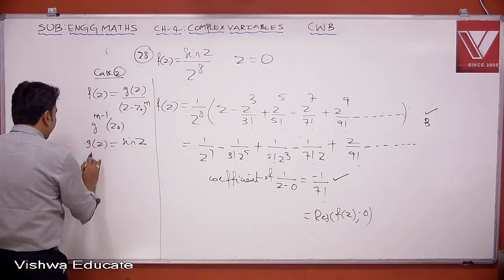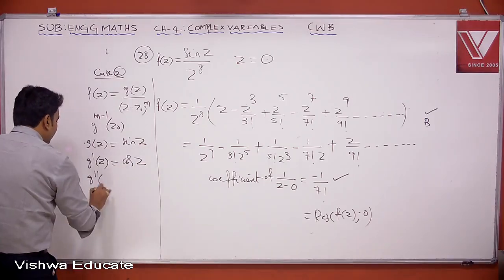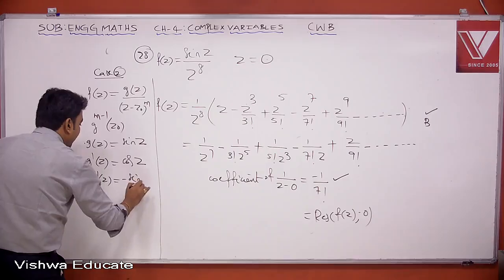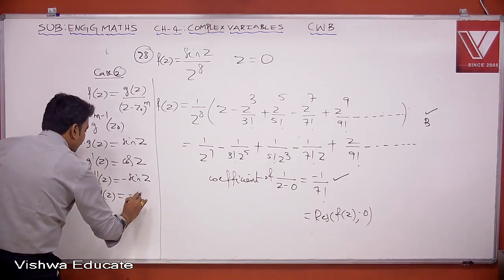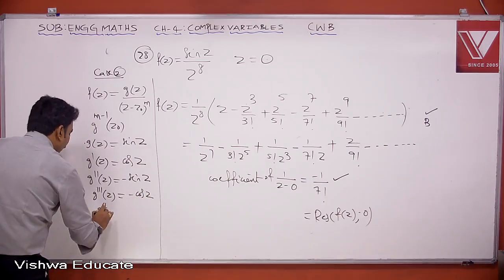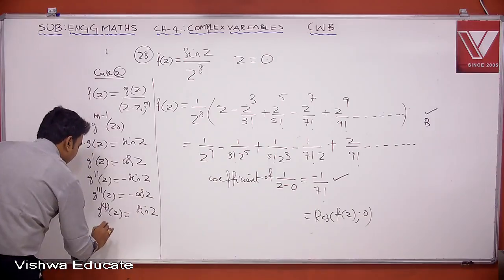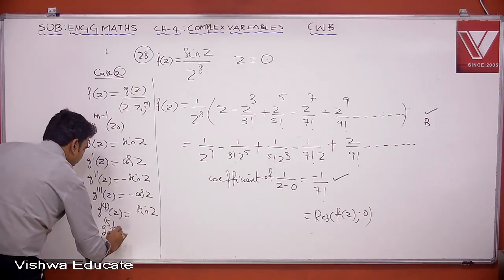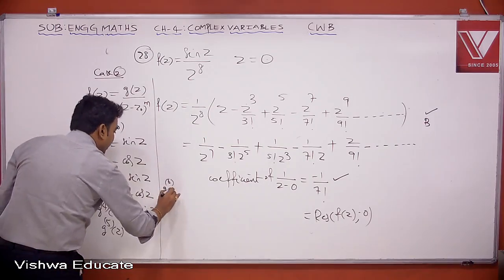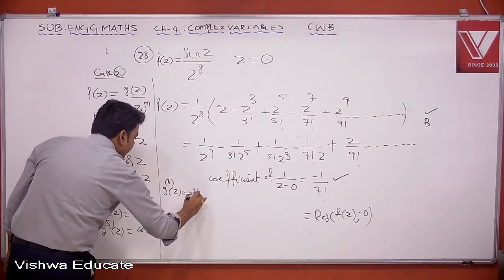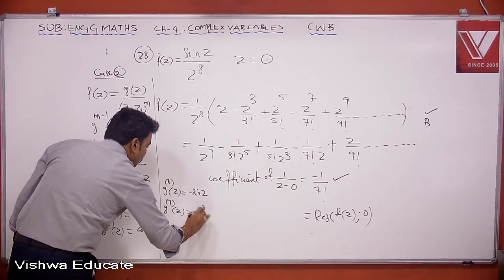So what is the first derivative? g dash of z equals cos z. Second derivative, g double dash of z, minus sin z. Third derivative, minus cos z. Fourth derivative, sin z. Fifth derivative, cos z. Sixth derivative, minus sin z. And the seventh derivative is minus cos z.